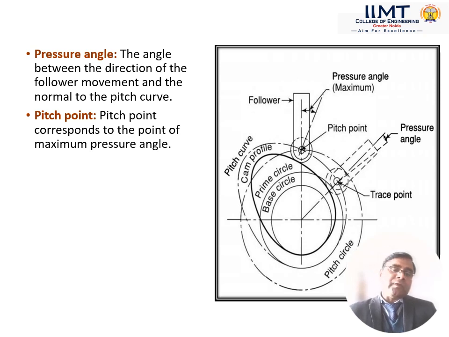And if we talk about the whole surface, there is one point where the pressure angle is maximum. So basically, the trace point is converted to the pitch point. And if a circle is drawn with the center of the cam as its center and the radius up to the pitch point, that circle is known as the pitch circle. So you can see that this is the pitch circle.